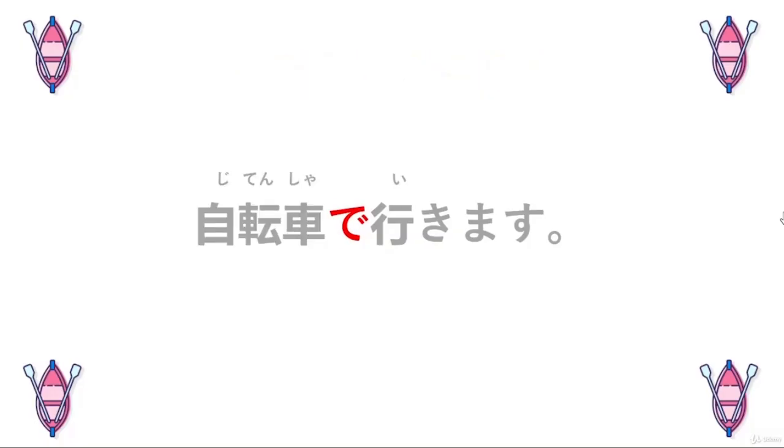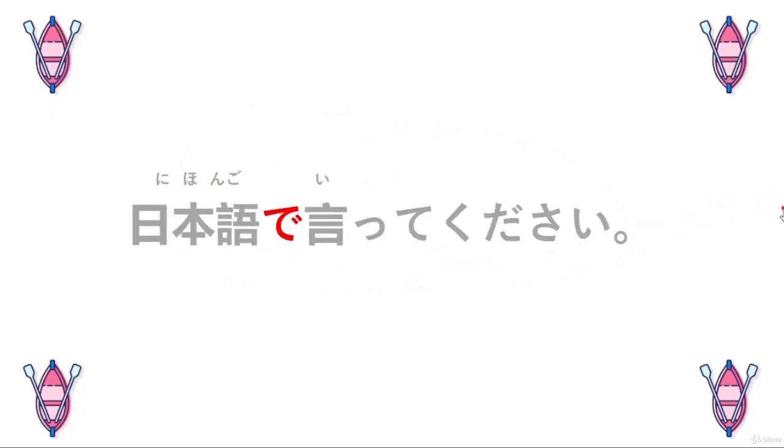Jitensha de ikimasu. Jitensha is a bicycle. So how will I go? I will go by bicycle. Nihongo de itte kudasai. Itte kudasai means please say it. And if you say Nihongo de, in Japanese, Nihongo de itte kudasai.